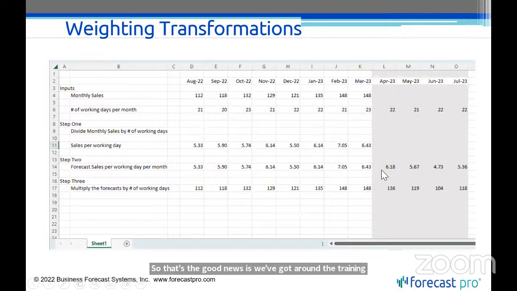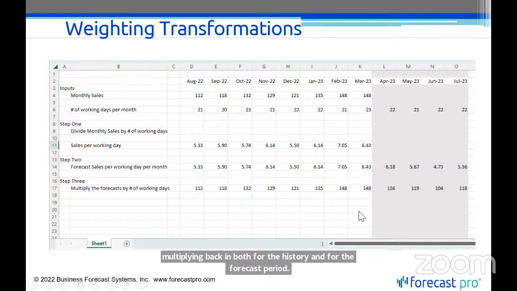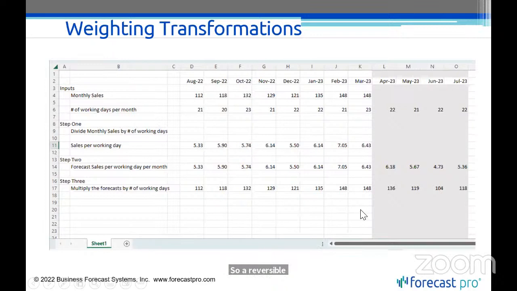The bad news is I don't want to know sales per working day. I want to know the actual sales for each month. Well, that's pretty straightforward. All I need to do now is reverse the transformation. So we transform the data by dividing by the number of working days. We're going to reverse the transformation by multiplying back in, both for the history and for the forecast period. So a reversible transformation is a very simple, straightforward idea. You take the original series and you transform it, in this instance by dividing through by the number of working days. You forecast the resultant series, and then you finish by reversing the transformation, in this case by multiplying through.